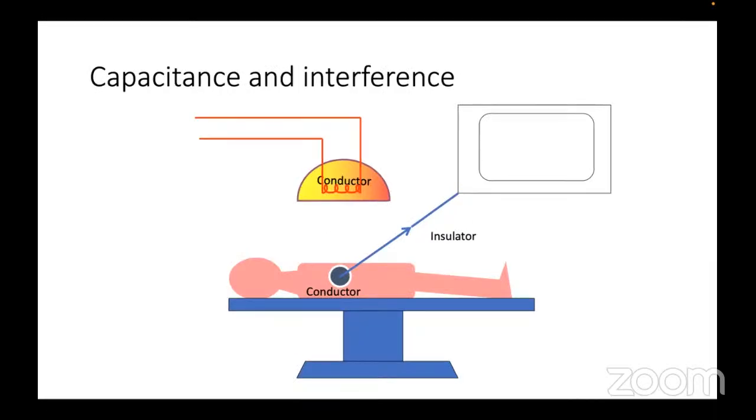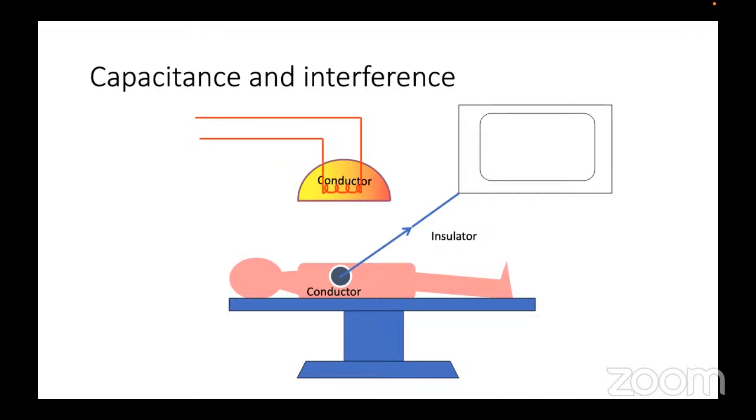But capacitance can cause interference. So for example, this is not the newer types of lighting within the theaters, most of which are now LED type. There's an old type where you would have a conductor, and the body also is a conductor. So now you have actually built a capacitor. There are two conductors separated by air, and that becomes a capacitor.